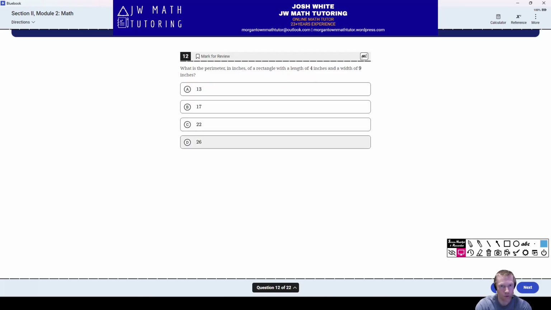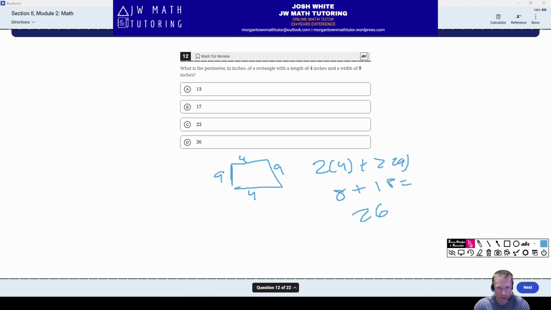Next up, number 12. What is the perimeter of this rectangle given its length and its width? So this is not a great picture because it's not to scale, but 4, 4, 9, 9, you can just add them all up, or you could do the formula 2 times 4 plus 2 times 9. However you want to do it, 8, 18. Correct answer for this should be 26, letter D, and that's it.